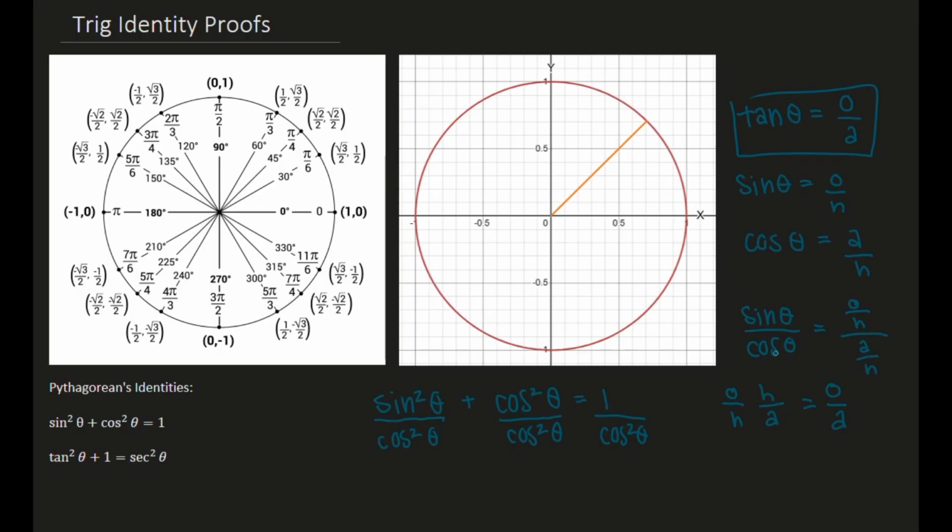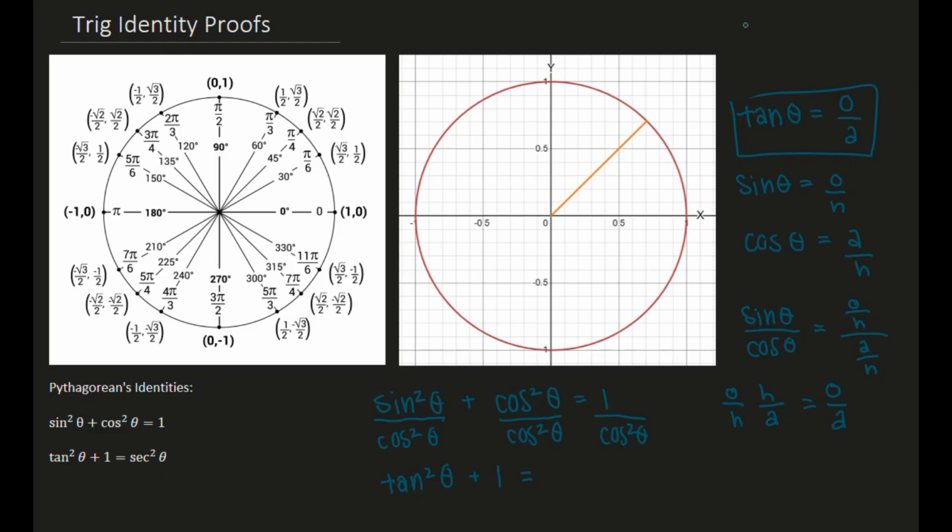So now that I've proven that sine over cosine is tangent, well, sine squared over cosine squared is going to be tangent squared. So this becomes tangent squared theta plus, well, cosine squared divided by cosine squared, anything divided by itself is just 1. So that becomes 1. And then 1 over cosine squared is actually going to be secant squared.